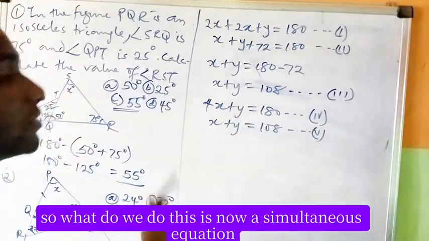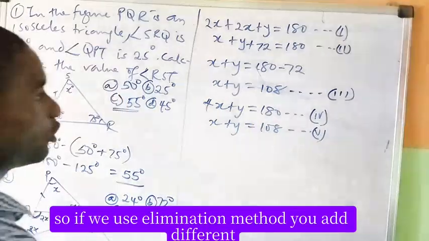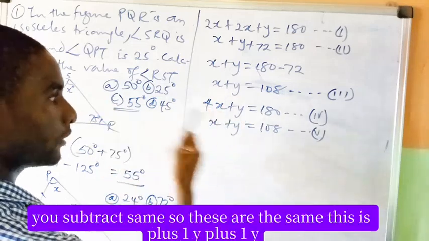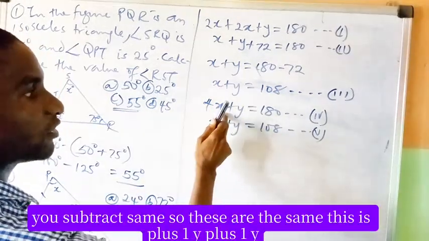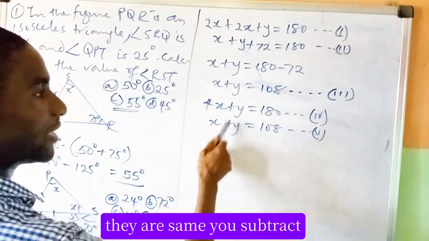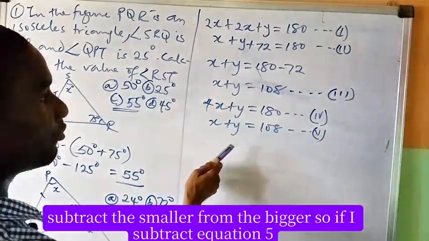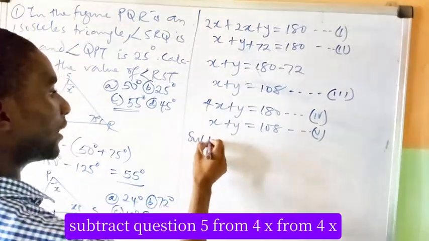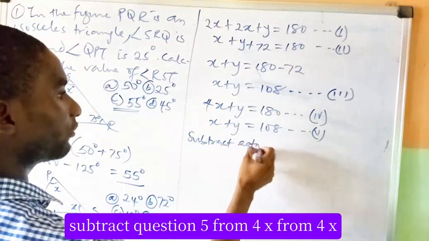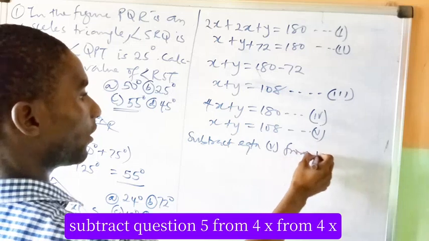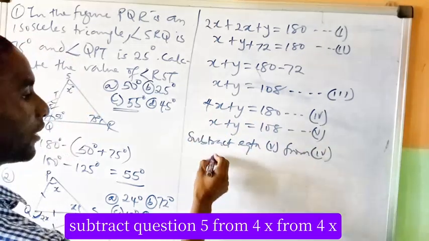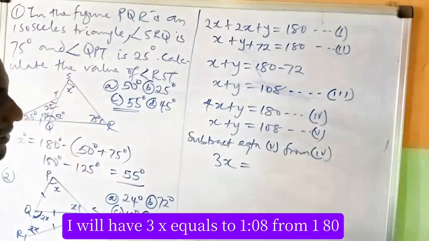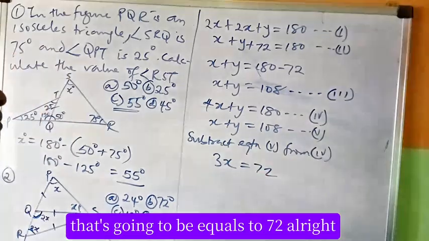So what do we have? This is now a simultaneous equation. If we use the elimination method, you add different, you subtract same. These have the same, plus 1y, plus 1y. They are the same, so you subtract the smaller from the bigger. So if I subtract equation 5 from 4, x from 4x, I will have 3x equals 108 from 180. That's going to be equal to 72.